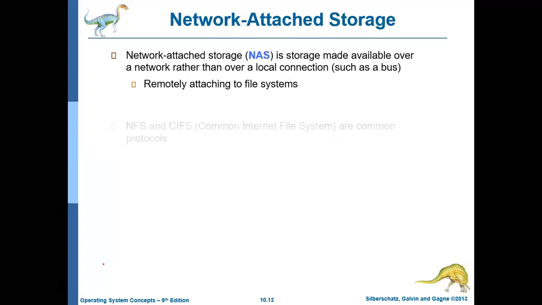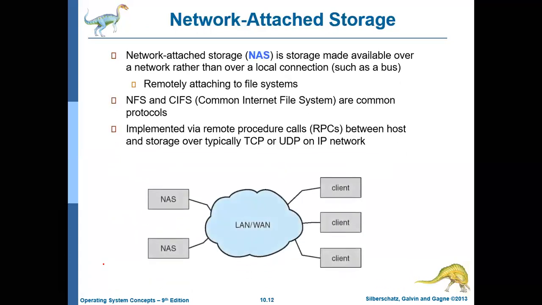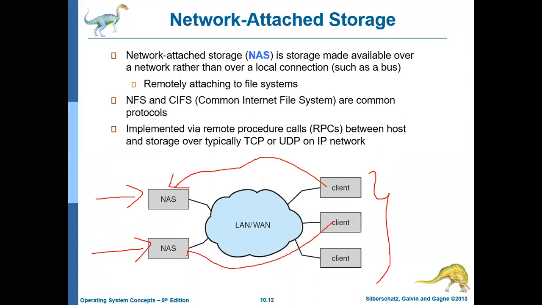The next technology we have is called network attached storage. In network attached storage, it is slightly different from storage area network. Here also we have storage devices. This is a storage device, and this is another storage device. These storage devices are attached to the network. And these are the clients. These clients may not have storage, but they will use the storage which is available in the network. So this is called network attached storage. They will use any one of these storages.